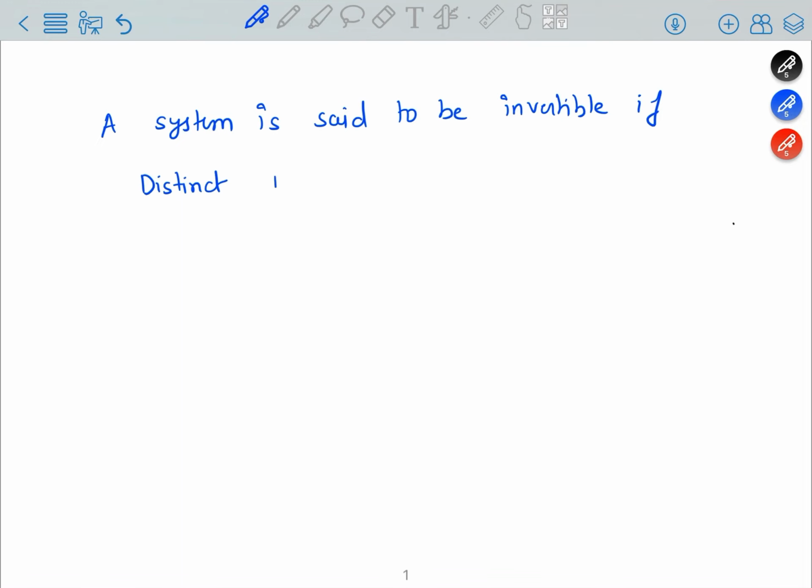So we will first define what invertibility means. A system is said to be invertible if distinct input leads to distinct output.